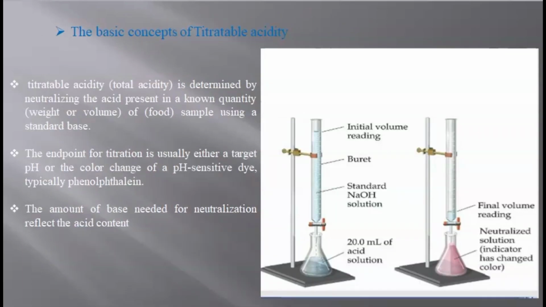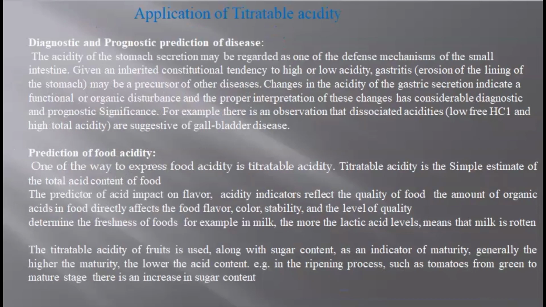And looking at this, we will be explaining to you the application of titratable acidity. What is the application? We are talking about the clinical significance, the importance of titratable acidity. The application is that we can use it for diagnostic and prognostic prediction of disease. In diagnosis, you want to use certain parameters to know the cause of the disease. But prognosis, prediction of disease, means if the disease is not treated, in what direction will the disease progress. So titratable acidity will help clinical personnel with diagnosis and prognosis of disease.